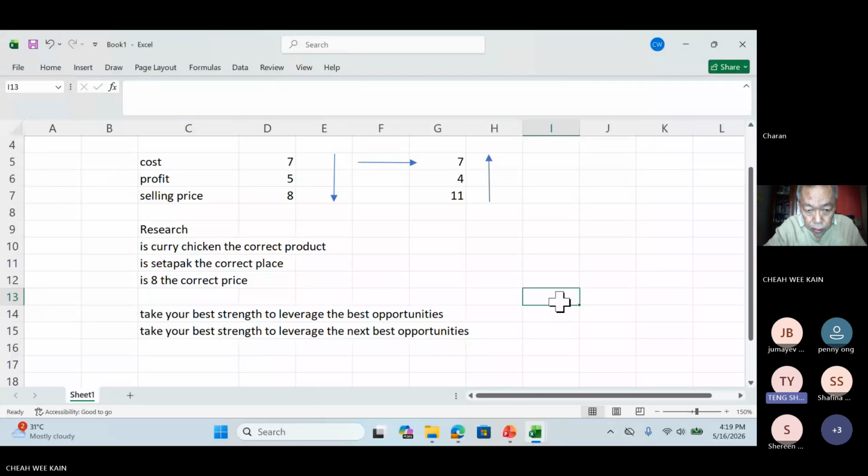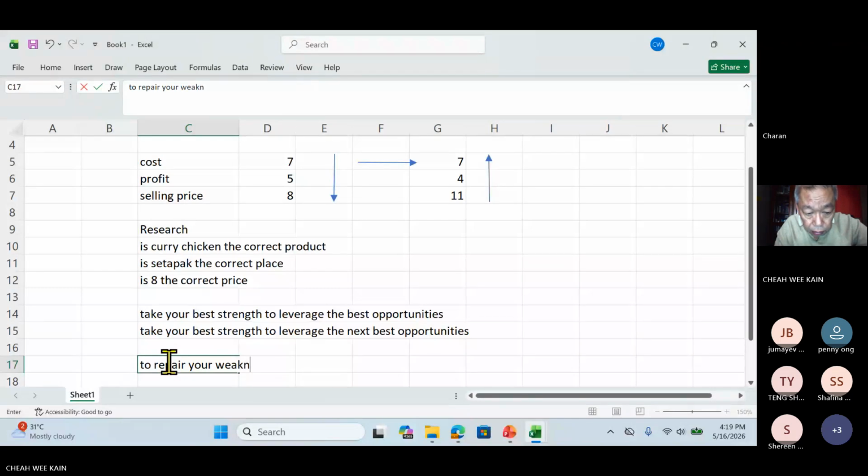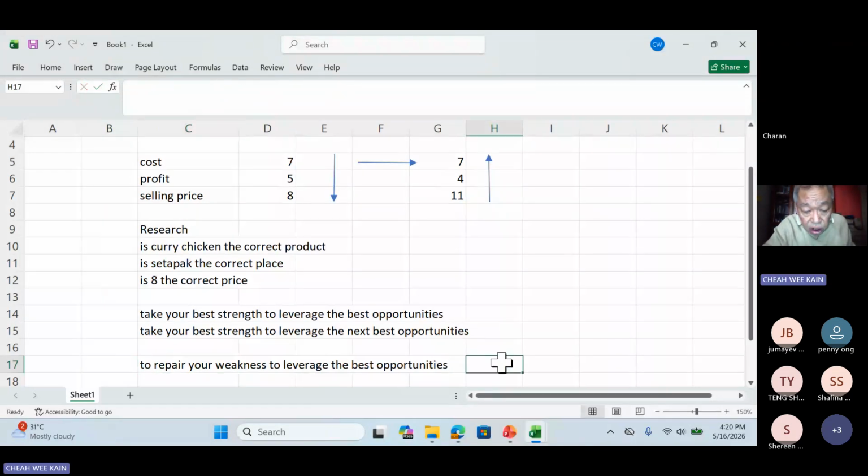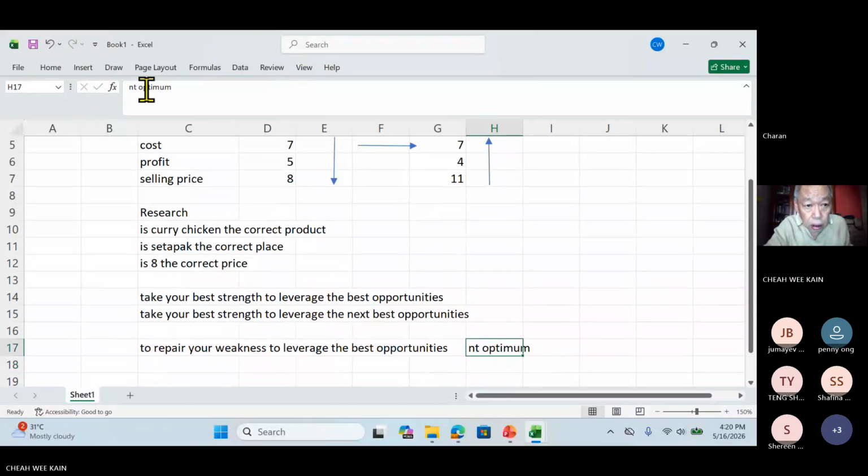Understand? Yes. To repair your weakness to leverage the best opportunity is easier than this, no good, not optimum. Understand? Yes. Okay, sir, this is not optimum.